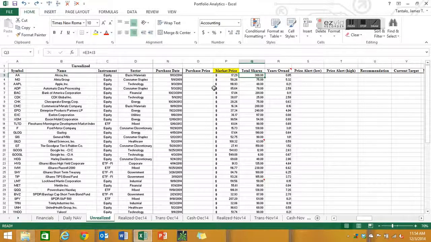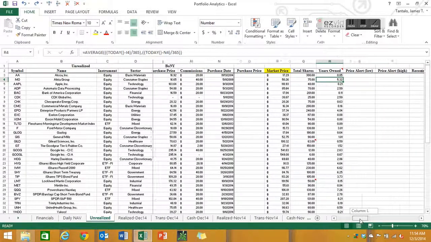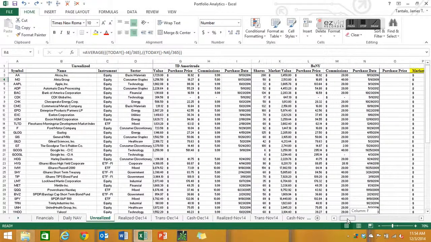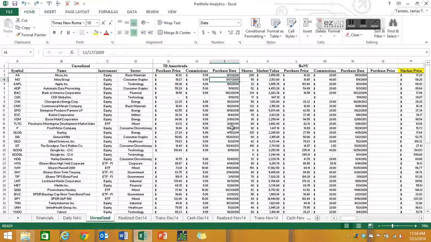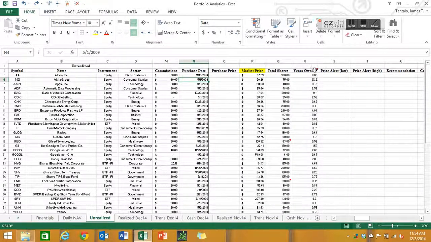We add up the total number of shares here between the two accounts. And then right here in column R, we have the average number of years that we've owned our stocks. And why do I do an average? Well, we take a look at Altria again. In the TD Ameritrade account, we bought it on November 17th, 2009. We bought it in the Bank of New York on May 1st, 2009. So as you see, we didn't buy them both on the same date.